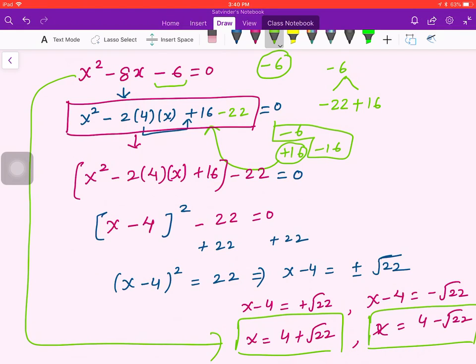So another example we discussed: x square minus 8x. You can see in this form we got surds. So basically you can leave it in surd form. No need to convert into decimals.